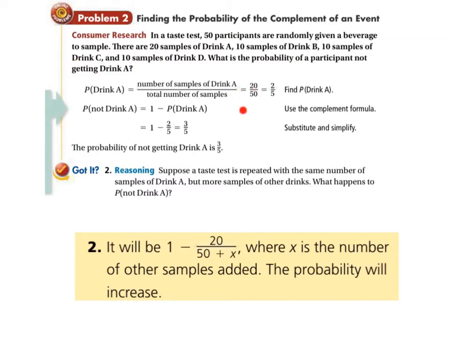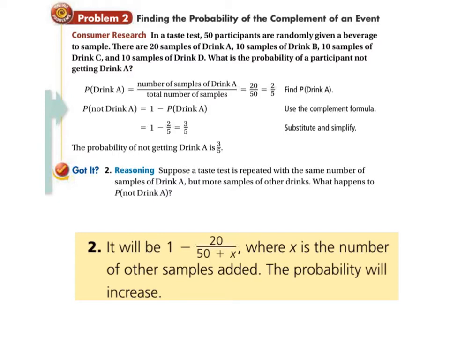So again, there are 50 altogether. 50 drinks, right? So 20, 30, 40, 50. Yep, there you go. And number of samples of drink A, there are 20. So reduce, 2 out of 5. Now, again, the complement is not drink A, right? So you could do all the rest of them, the 30 out of the 50, right? Or you could take 1 minus the probability of A. Either way gets you there.